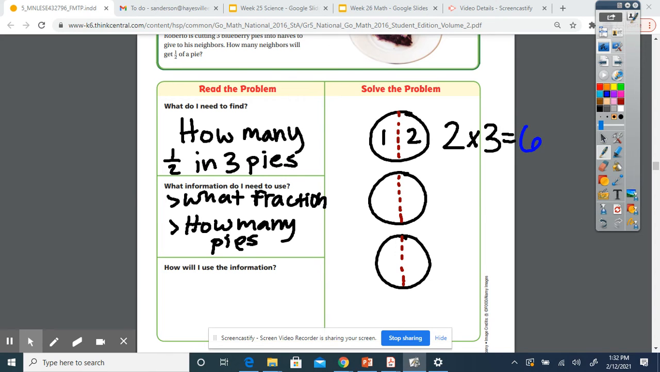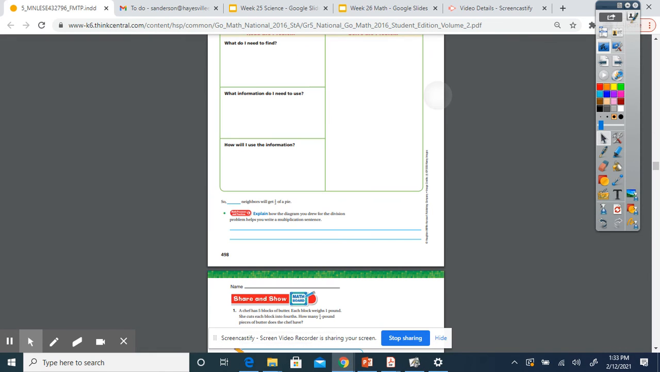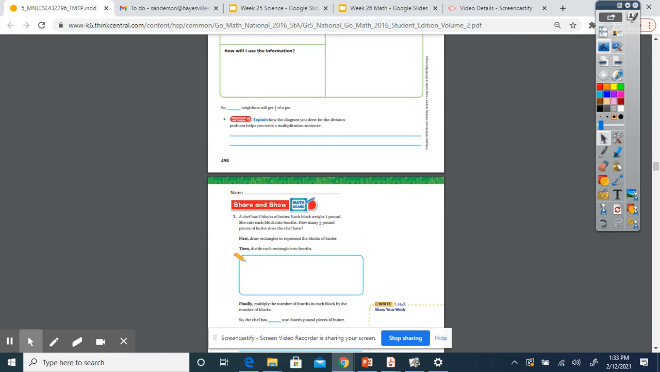I can also just go through and count. 1, 2, 3, 4, 5, 6. So he has 6 halves in these 3 pies. So the answer would be 6 neighbors will get half the pie.